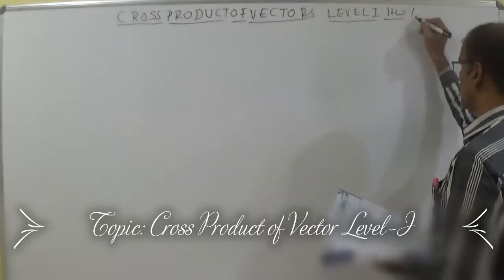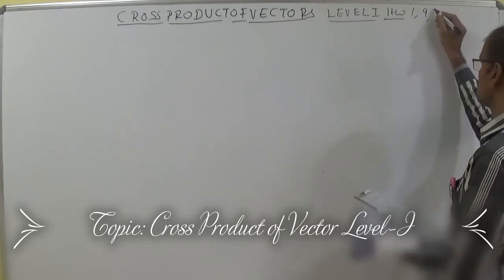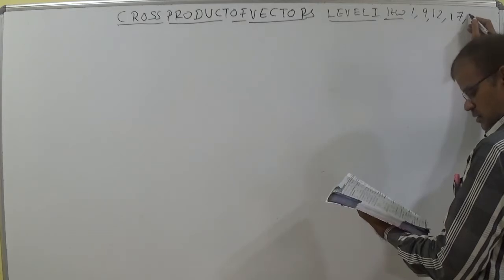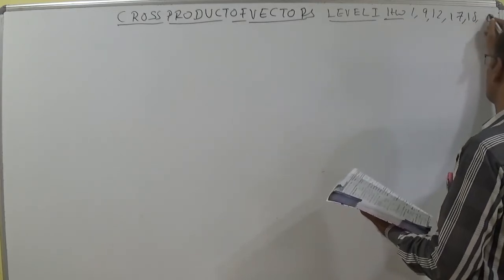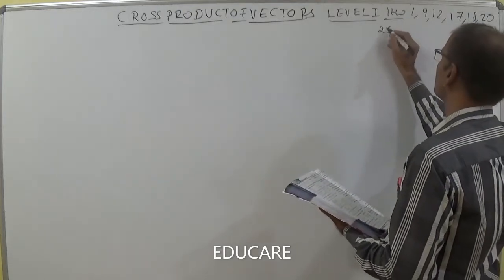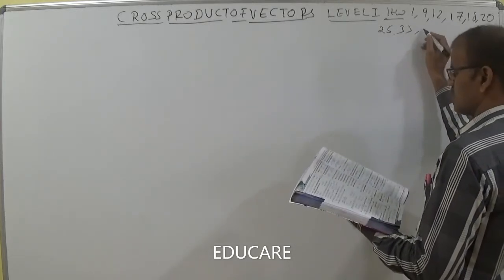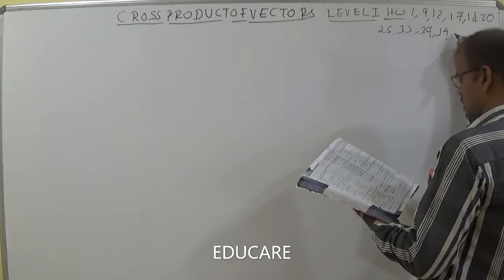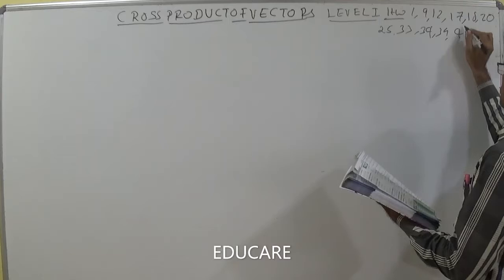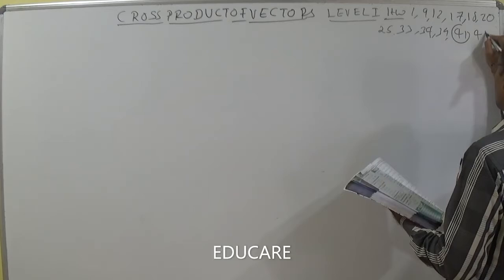For level 1 homework, according to the schedule, I am writing 1, 9, and the remaining sums you can do, students: 1, 9, 12, 17, 18, 20, 25, next 33, 34, 39, 41 (already completed, the question was repeated twice), 44, 45.